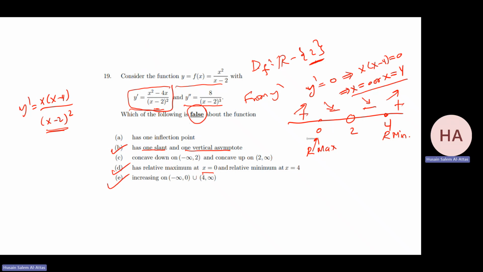Now we will deal with y double prime. If you notice, there is nothing that makes y double prime equal to 0. So I will check only the point of discontinuity. I will mark the 2 here. Check before 2, take a negative value or 0. We're getting negative. More than 2, take a value like 3, it will be positive. So it's concave down, then concave up. Concave down from minus infinity to 2, correct. Concave up from 2 to infinity. So this is correct also.